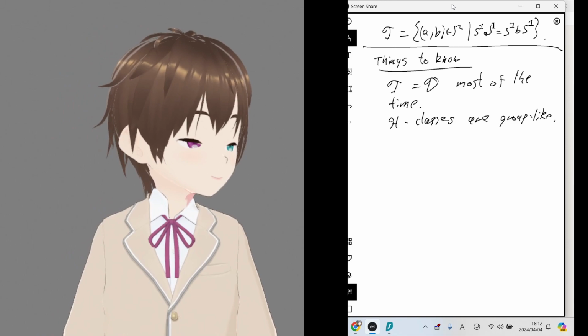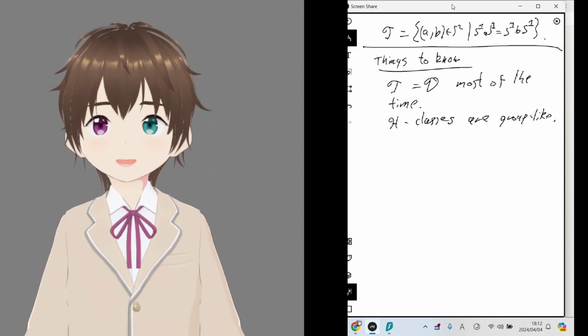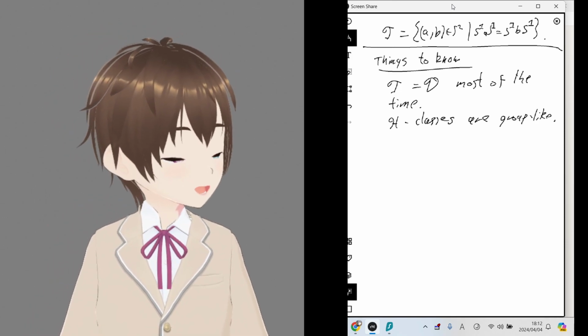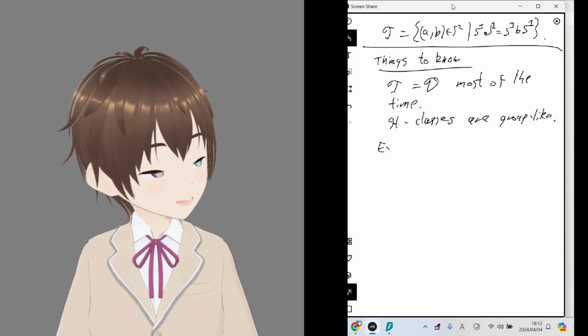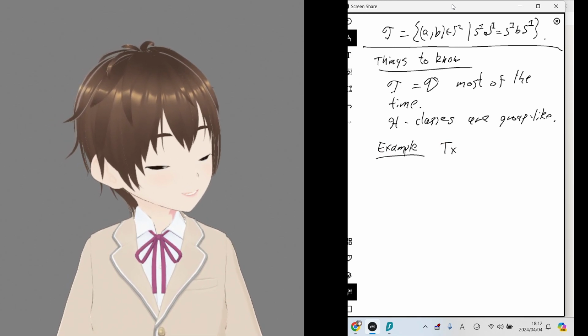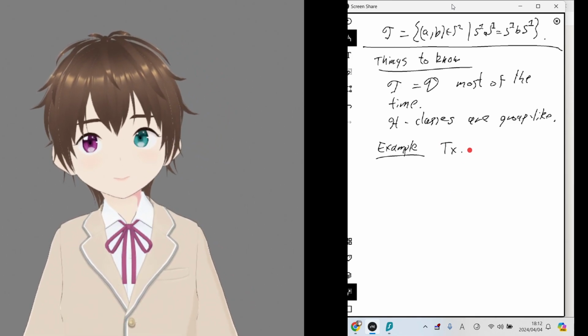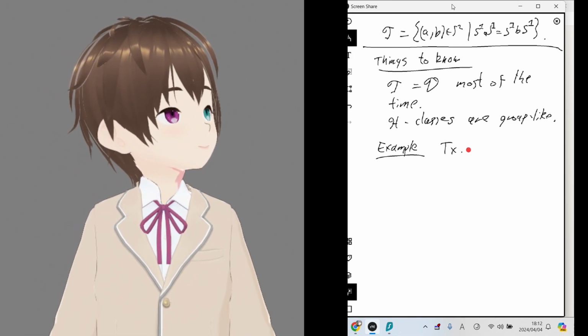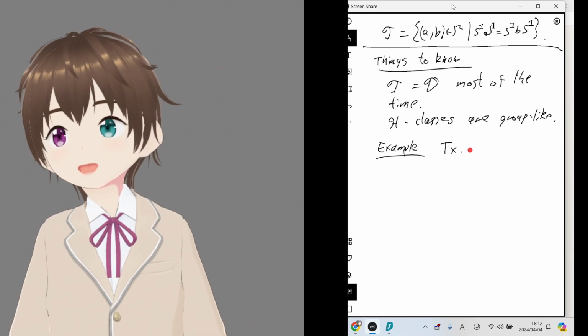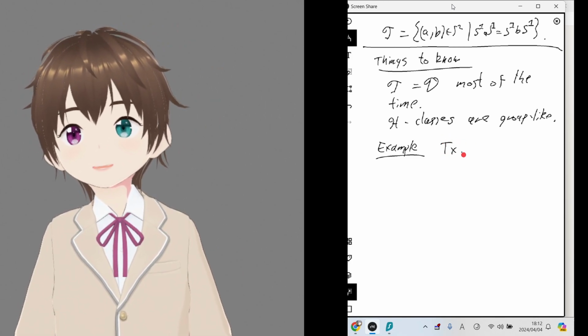Okay. So let's talk about this in the example that I care about, which is the full transformation semigroup, T_X. I'll assume X is finite. I guess it doesn't need to be finite for any of the arguments, so I'll not assume it, but I recommend thinking of this as a finite example, even though it doesn't have to be.